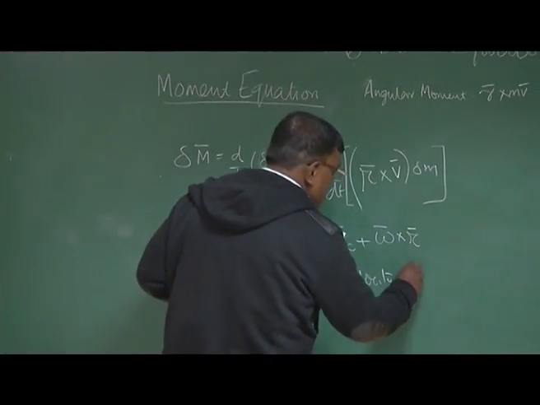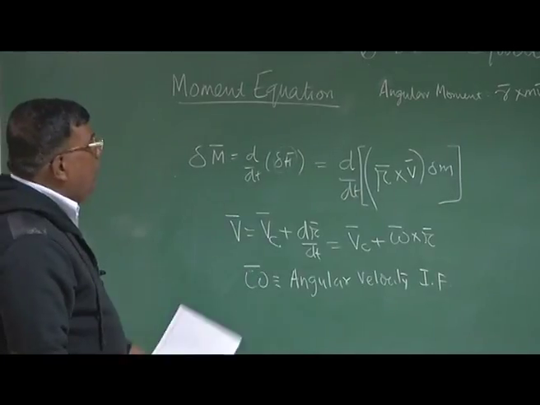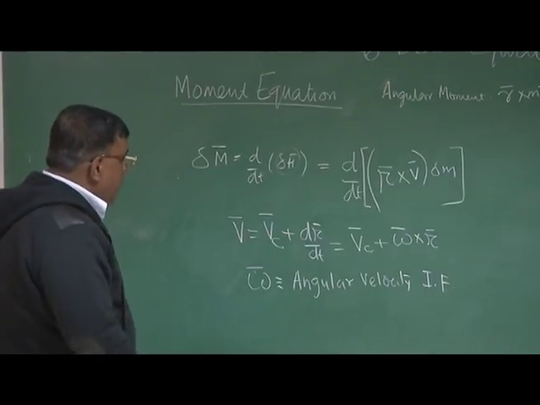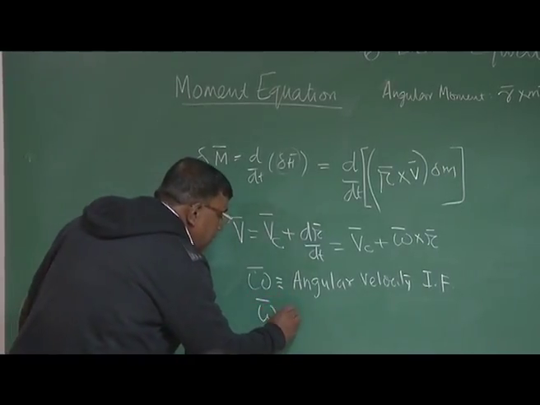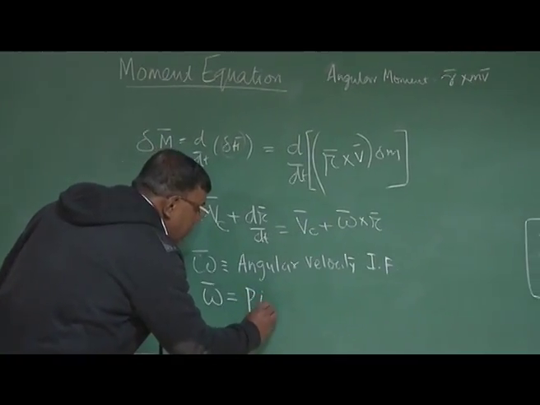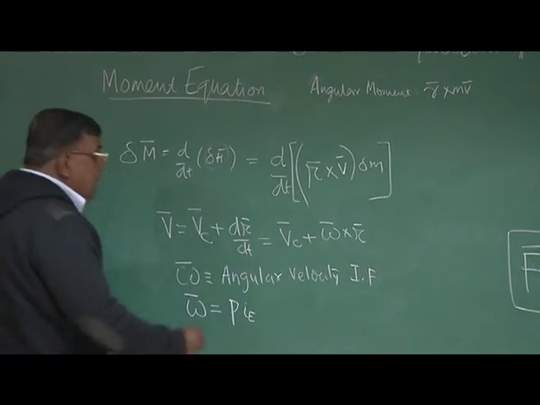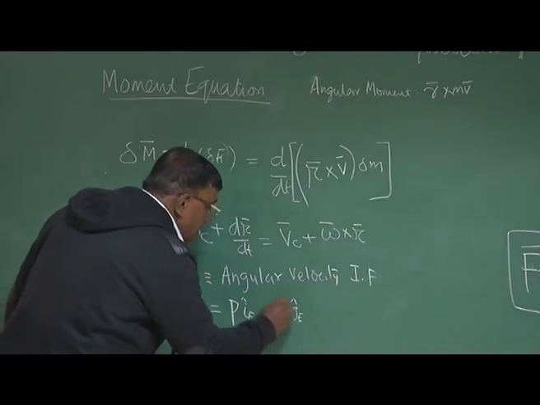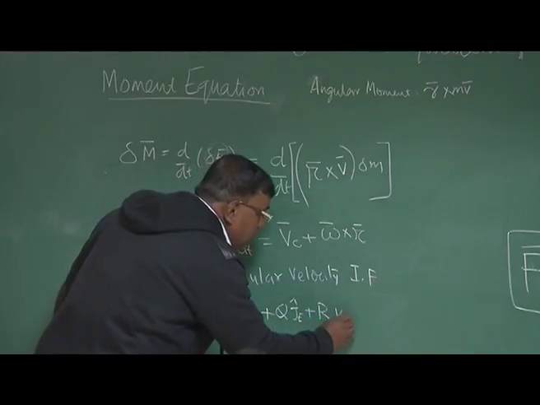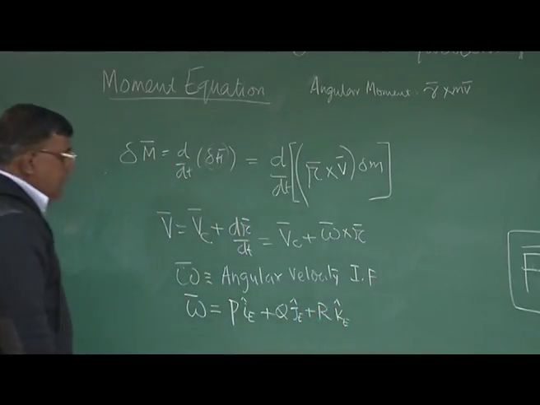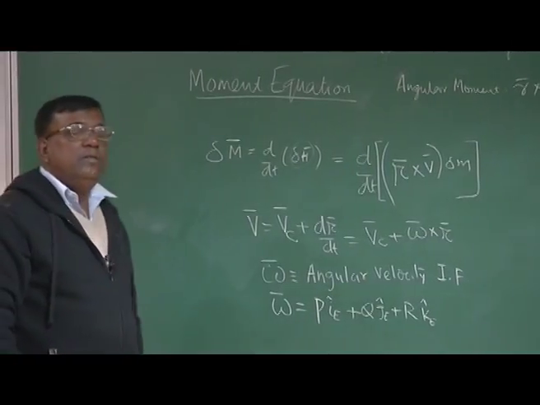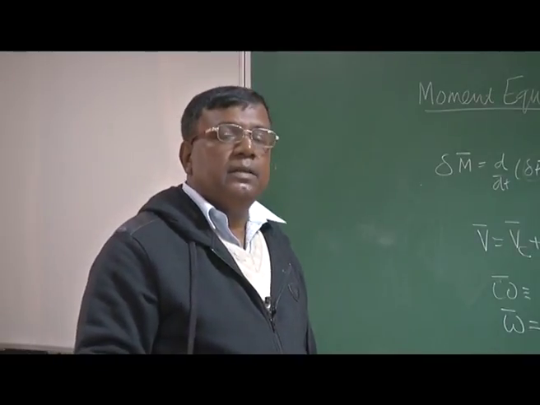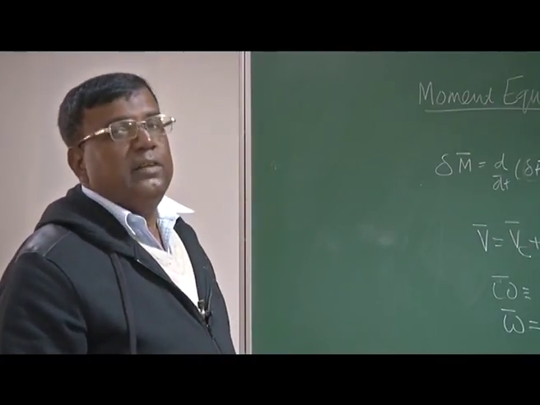Don't forget that this is with respect to the inertial frame. And r is the position vector measured with respect to the center of mass. So omega will again have three components: p along the IE axis, q along the JE axis, plus r along the KE unit vector direction. IE, JE, KE are the unit vectors of the inertial frame, which for us is the earth fixed frame, because we have neglected the acceleration of the earth.